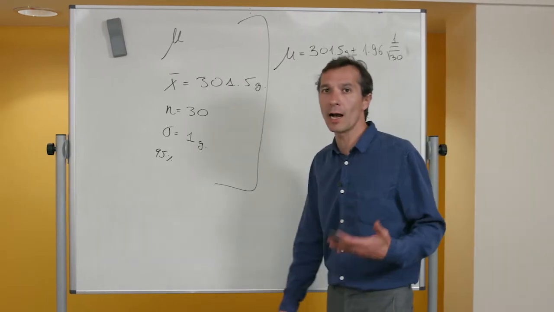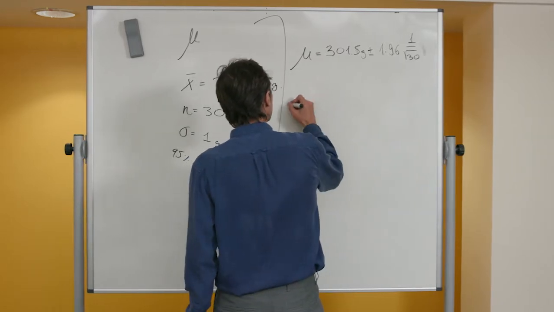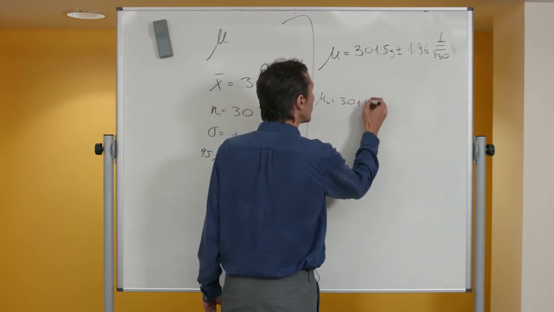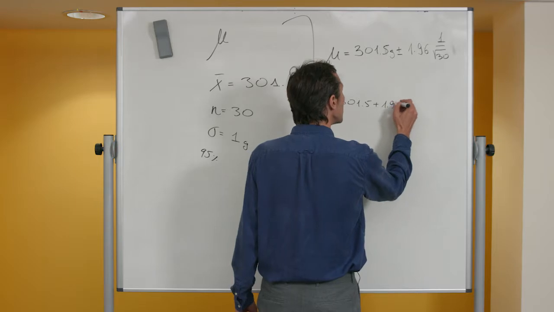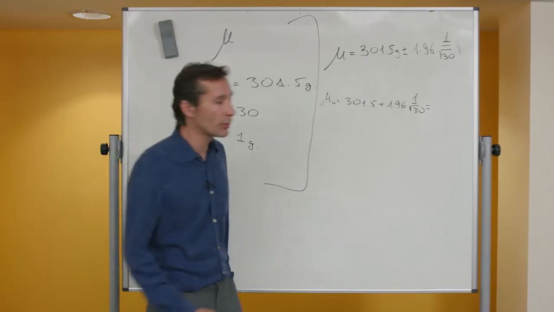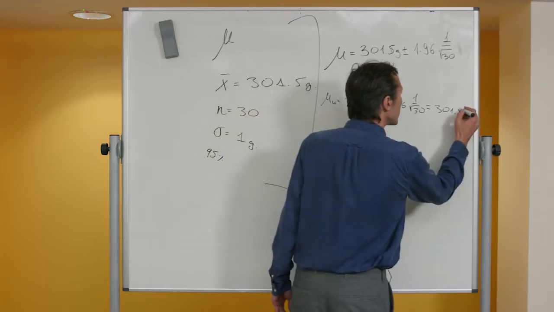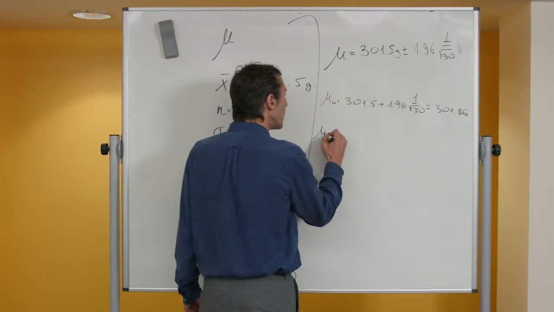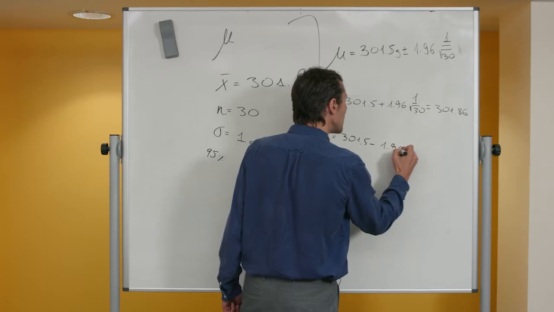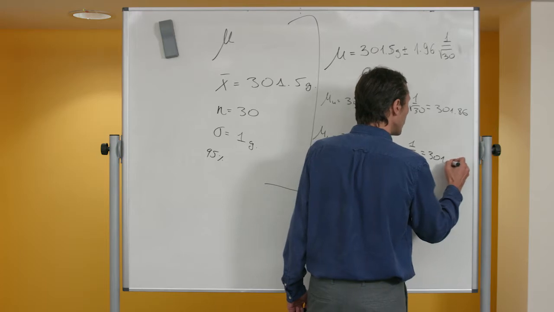So let's try to calculate the upper and the lower bound of this confidence interval. So the upper bound of mu will be 301.5 plus 1.96, 1 over square root of 30, which will be equal to 301.86. The lower bound of this mu will be 301.5 minus 1.96, 1 over square root of 30, which will be 301.14.